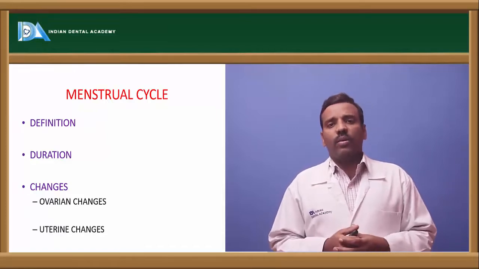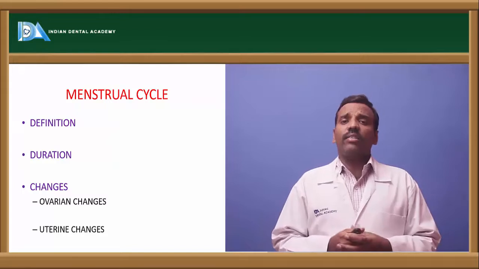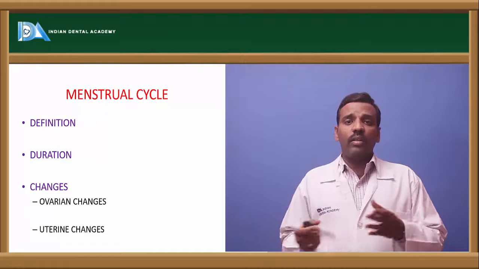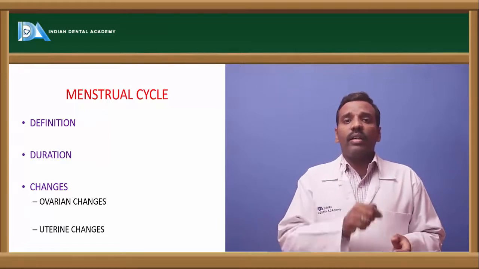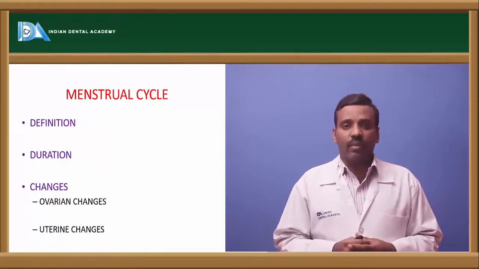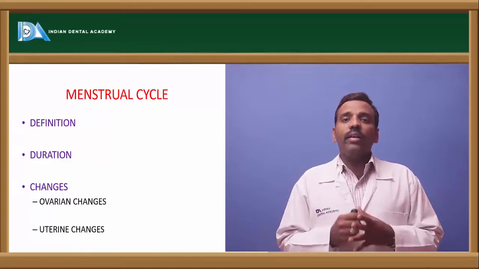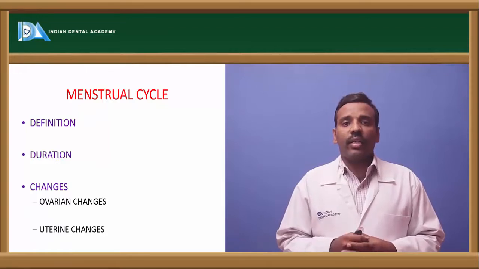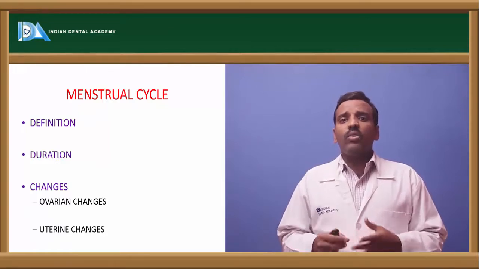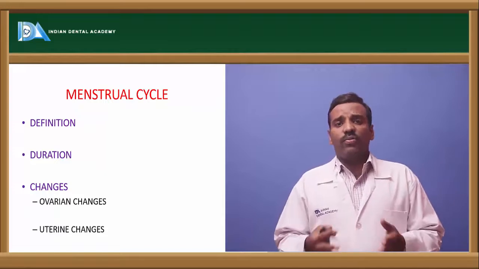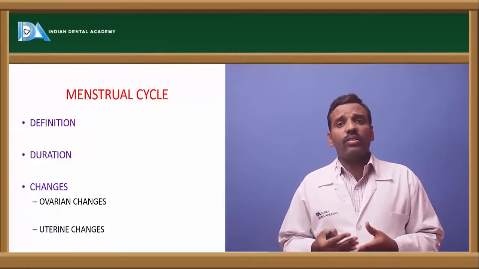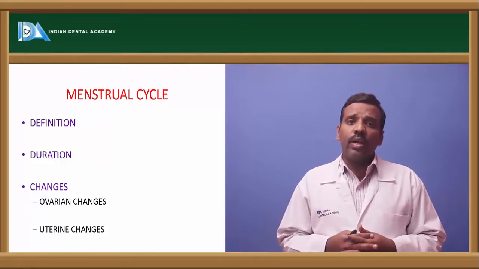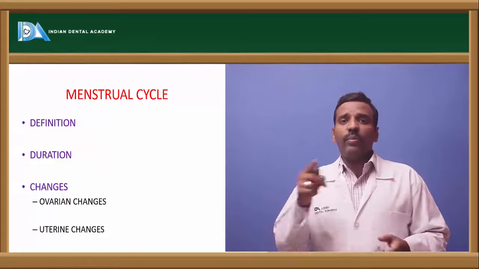What is the menstrual cycle? The menstrual cycle is a cyclic event in the female reproductive system that releases the ovum, and it is a cyclic process every month. It is between 25 and 40 days of cyclic period. In this, many changes occur in the female reproductive system: vaginal changes, cervical changes, uterine changes, and ovarian changes occur during this monthly menstrual cycle.